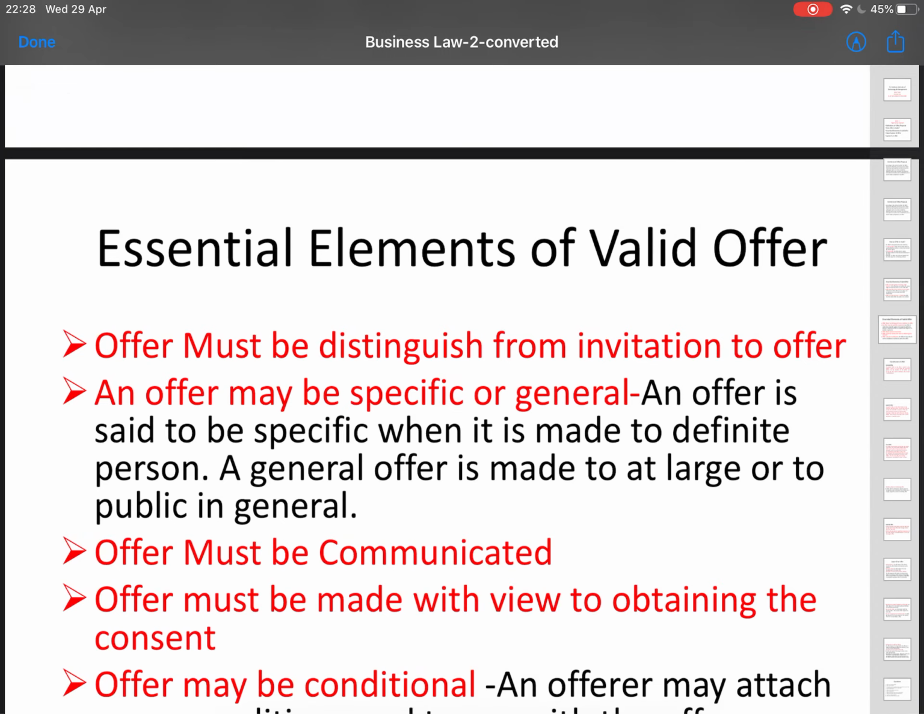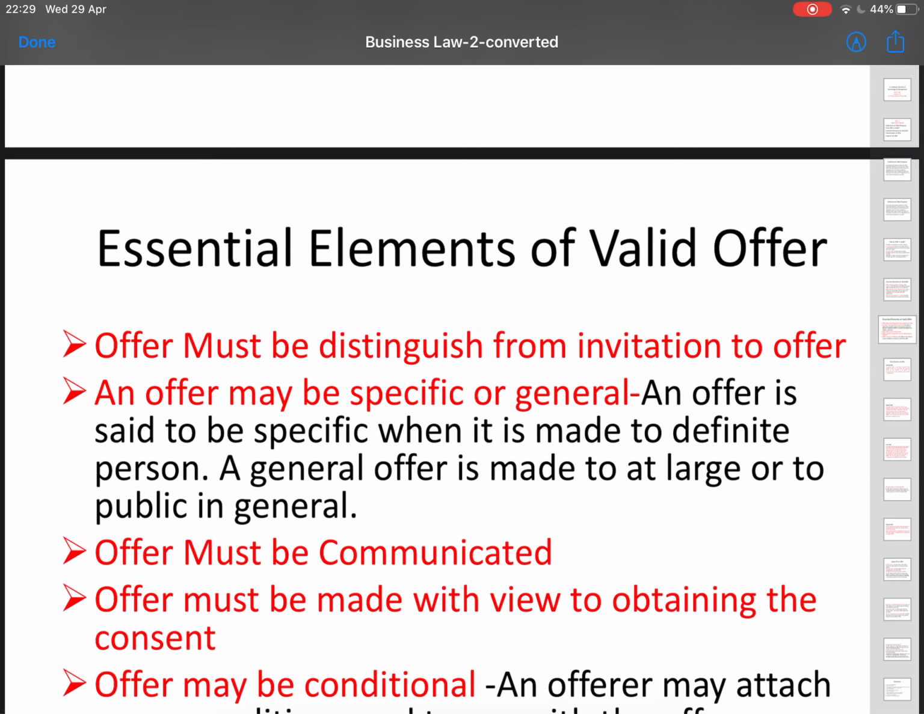Then, an offer must be distinguished from an invitation to offer. In case of an invitation to offer, the person is inviting others to make an offer to him. For example, A advertised to sell his house. B, C, D offer to purchase the house at a certain price. A refuses to accept all the offers. A can do so because the advertisement issued by A is an invitation to offer. It is not an offer. So, A can accept or cancel those offers.